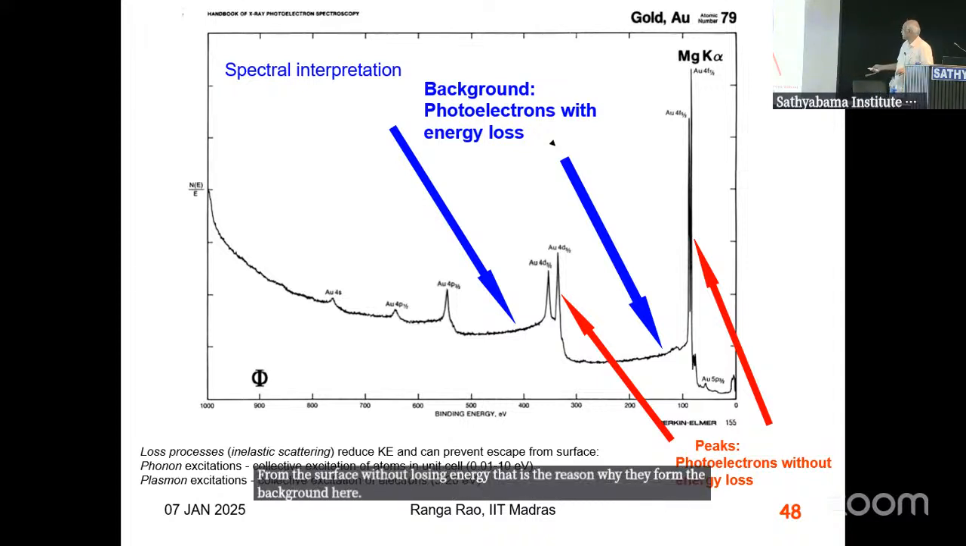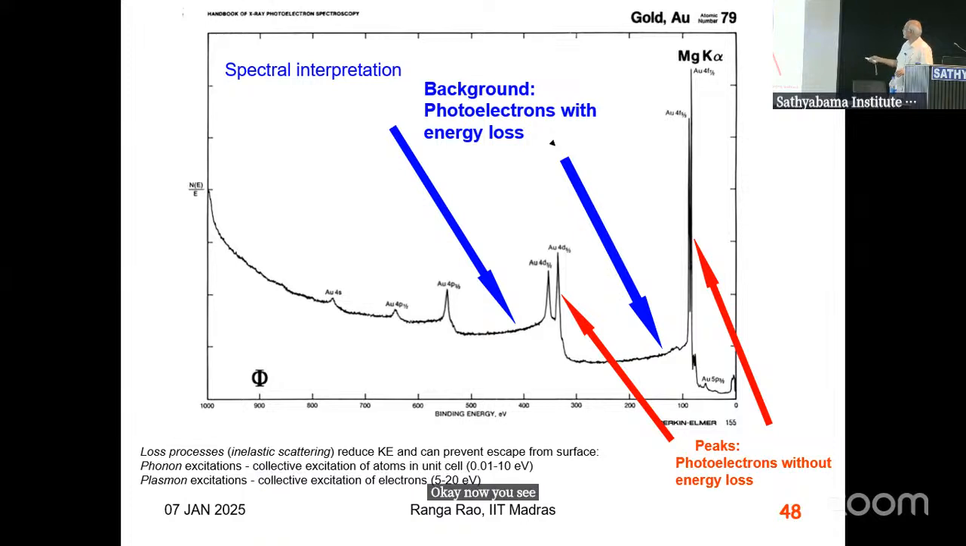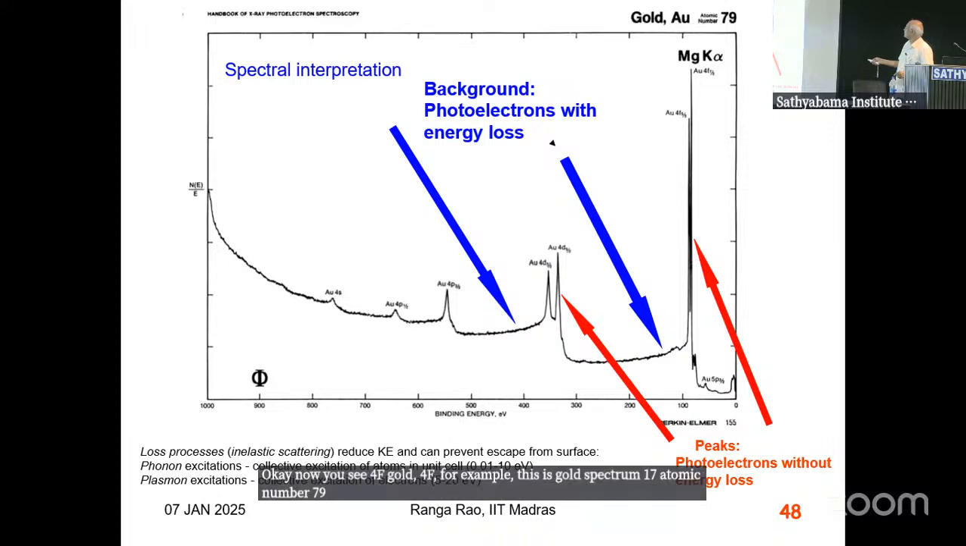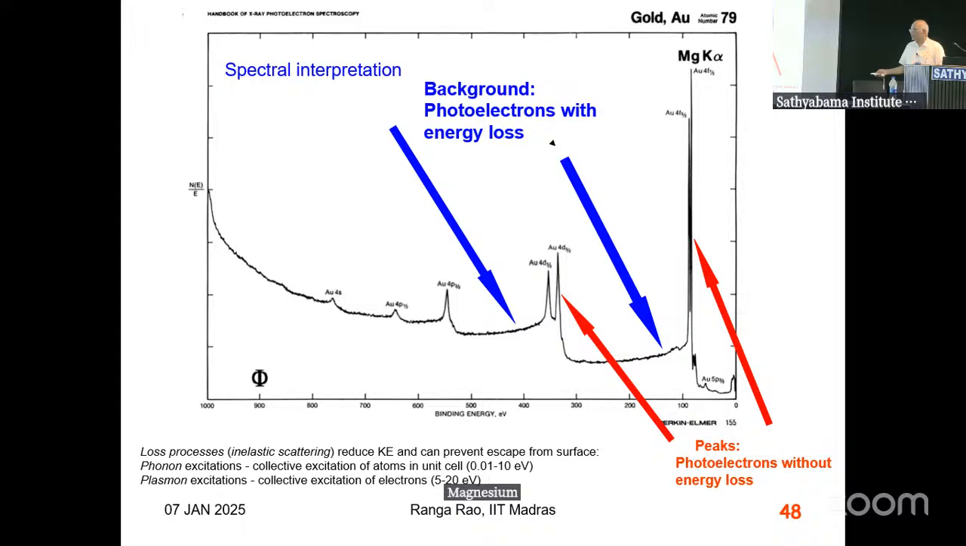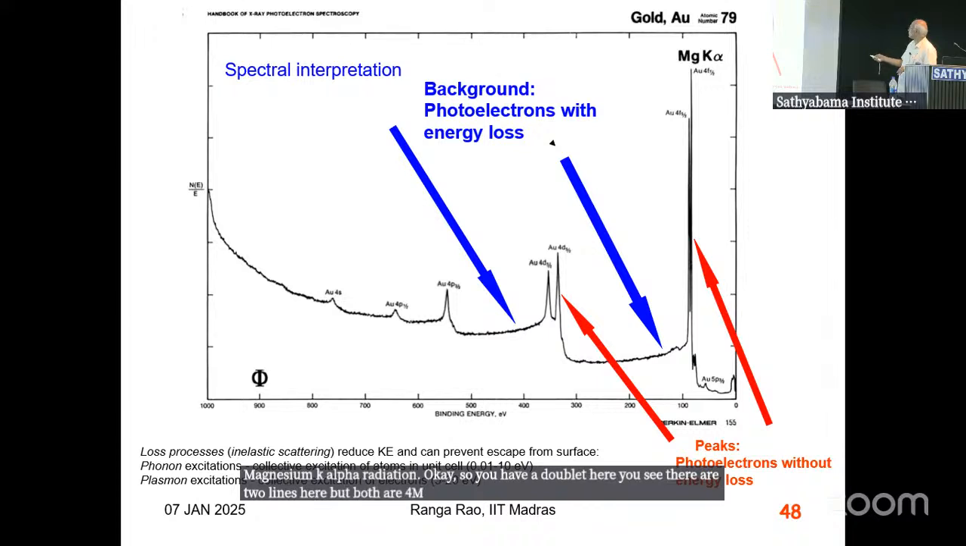Okay. Now you see 4F, gold 4F. For example, this is a gold spectrum, atomic number 79. This is recorded using magnesium K alpha radiation. So you have a doublet here. You see there are two lines here, but both are 4F. But one is 4F 7/2 and the other one is 4F 5/2.